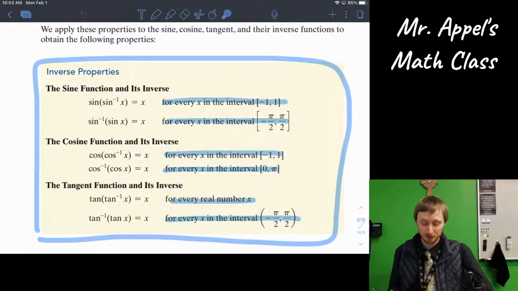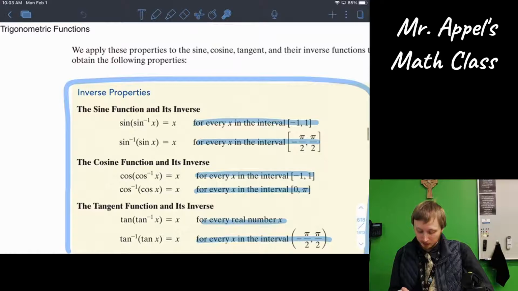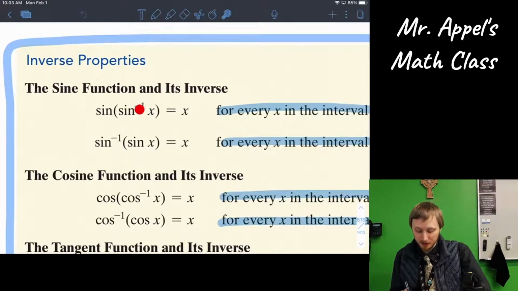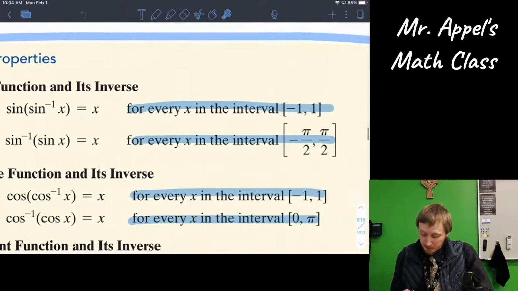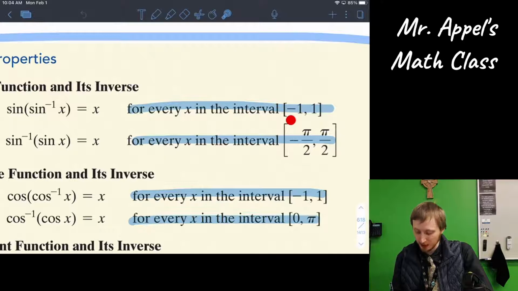The inverse properties. If I take sine inverse of x and then take sine of that, yes, I will get back to x, if x is between -1 and +1.